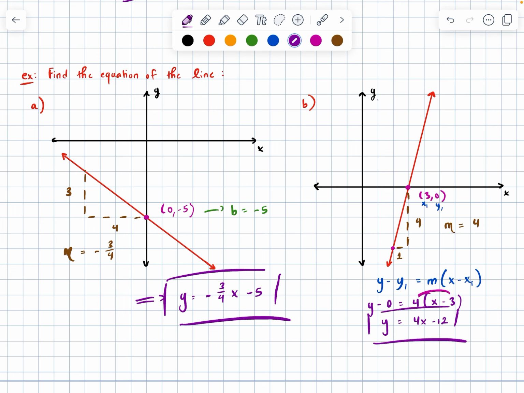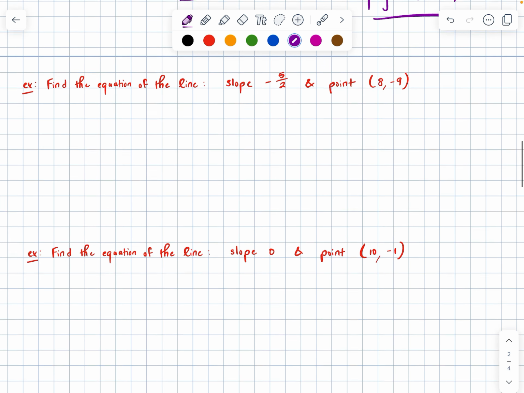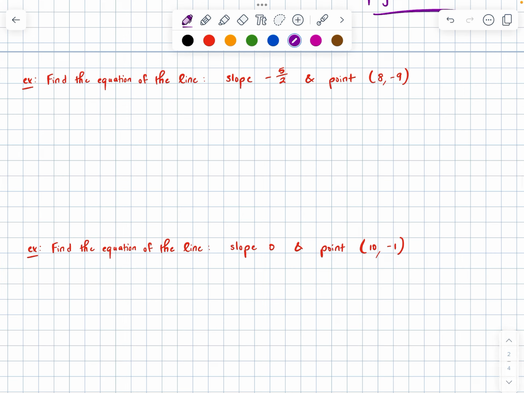Very nice. Moving on. Let's say I don't have some graphs. Maybe I want to work a little bit more abstractly. So for example, I want to find the equation of the line that has a slope of negative 5 over 2 and passes through the point 8 comma negative 9. So once again, my slope formula here might be my most effective strategy. So I'm going to use my y minus y1 is equal to m times parentheses x minus x1.